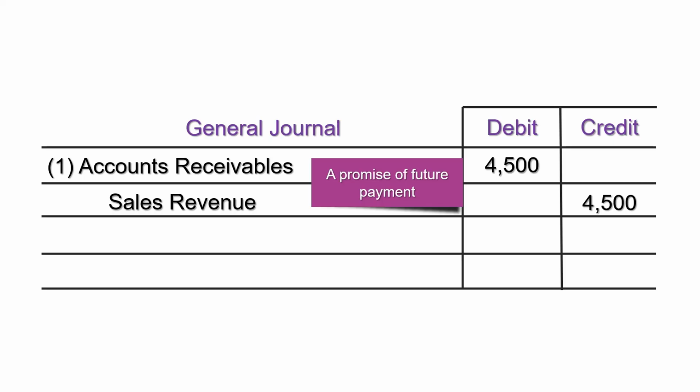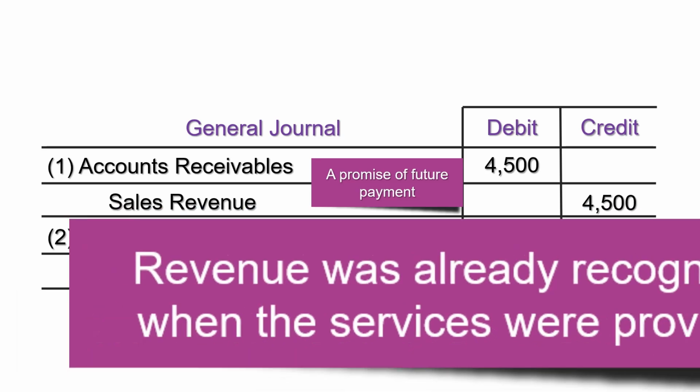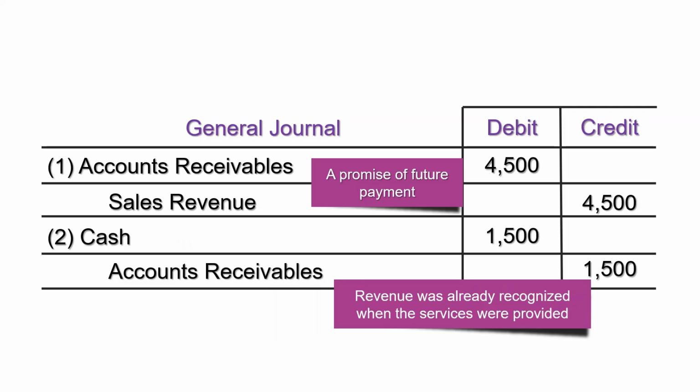In the second event, Emad Cake receives $1,500 from clients who had previously been billed. This payment increases the cash account by $1,500 and reduces accounts receivable by the same amount. Essentially, the transaction records the conversion of amounts owed into cash on hand.